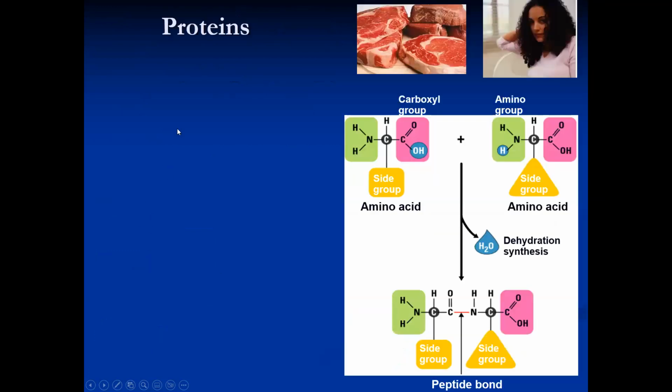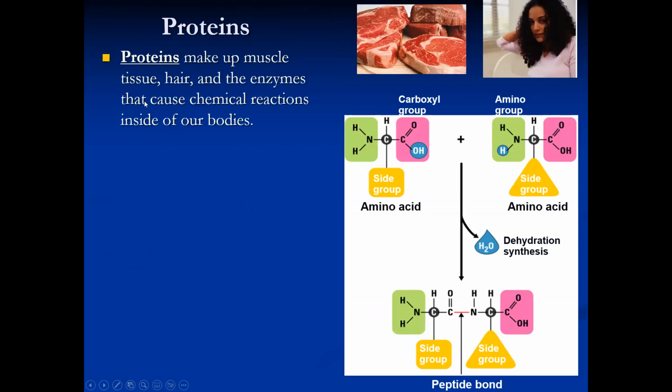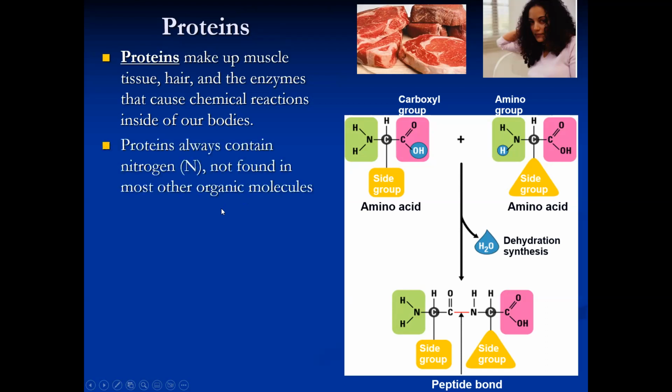Proteins: steak, hair, amino acids. Proteins make up muscle tissue, hair, and enzymes that cause the chemical reactions inside of our body. Proteins always contain nitrogen, not found in most other organic molecules. So please note, I'll be asking what 2 kinds of biomolecules always have nitrogen, and protein is one of them.